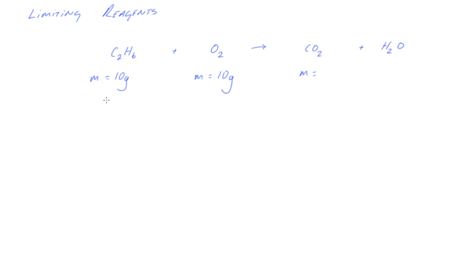Now, I can only produce as much as my least ingredient. So the real question here is how much carbon dioxide am I going to produce? The first step with any chemical reaction is to make sure the equation is balanced. So 2, 7, 4 and 6.